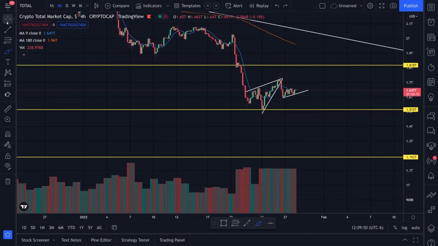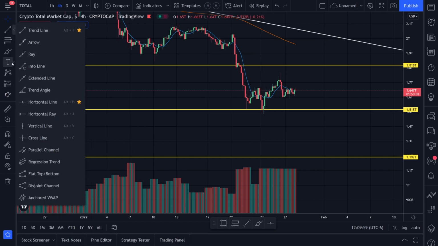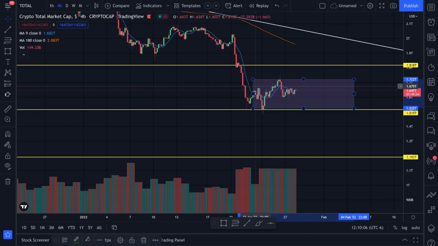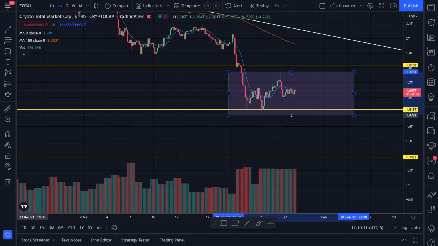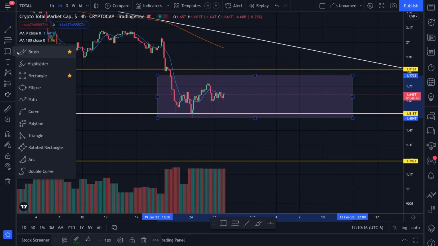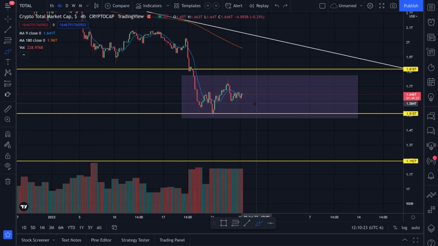Let's go ahead and delete these lines because this will give us kind of more of an indication on what's happening. Right now, we're just going sideways, so let's do a horizontal box or a rectangle. So we have a top right here and then a bottom right here, and then we'll go ahead and stretch this out, something like this. I guess you could argue we can do it to the wicks as well, and we have something like that. Once we break to the upside or to the downside, then we could get a little more confident on what's going on. But until then, I think we're kind of just bouncing sideways. So I don't know, let's see what happens.